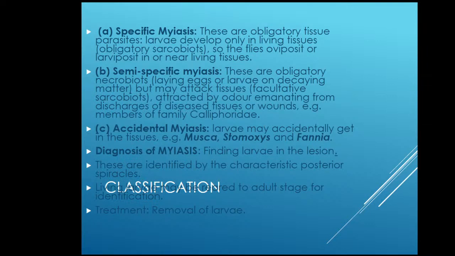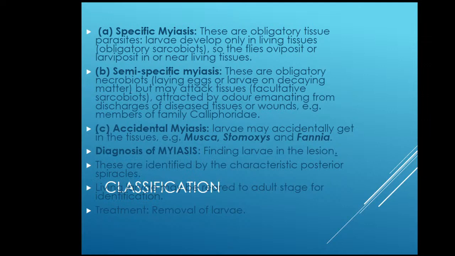Semi-specific myiasis is caused by larvae of obligatory necrobiotes. Mostly these flies lay eggs into decaying material, but sometimes they attack humans because they are attracted by the odor emanating from discharges or decaying tissue. Very often these flies lay eggs into human wounds which have a large amount of pus. These larvae feed mostly on dead tissue. Semi-specific myiasis can be caused by flies from the family Calliphoridae.